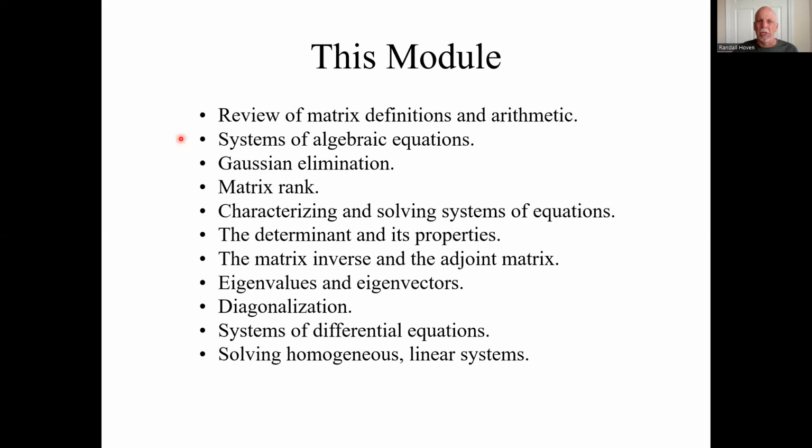One thing is using matrices to solve systems of algebraic equations. And that's going to lead to Gaussian elimination. And we want to characterize systems of equations, not just solve them, but how many solutions are we going to get? That kind of thing. And before we get there, we need to talk about matrix rank, talk about matrix determinants and their properties, inverse of a matrix, and the adjoint matrix.